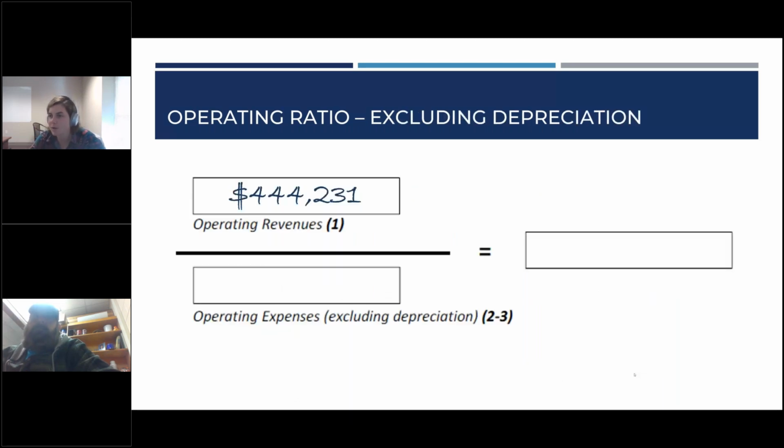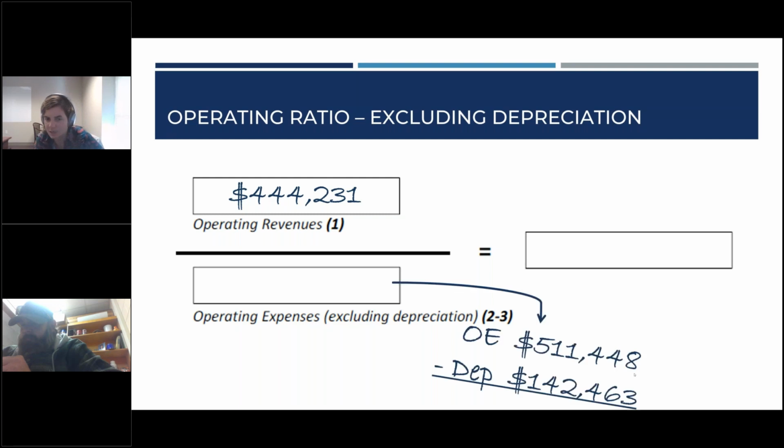Okay, so we're going to do a quick calculation using the numbers from Mayberry. All right, so the operating revenues value, as we saw on the slide previously, is $444,231. The operating expenses value, excluding depreciation, is basically going to be that number 2 value, which was 511,448, minus the depreciation value, which was number 3, which is 142,463. So you can see here on the slide, we've got it set up to do the math.